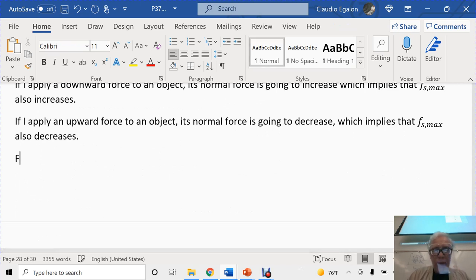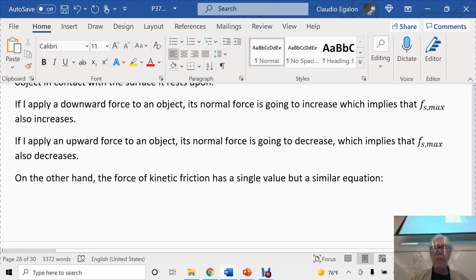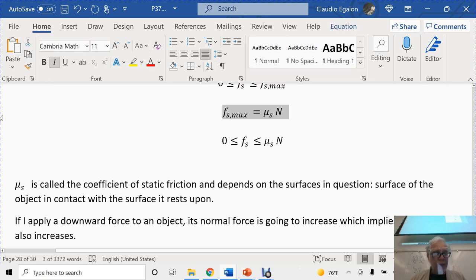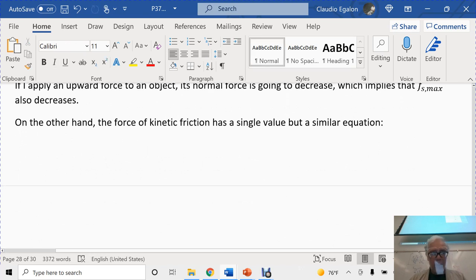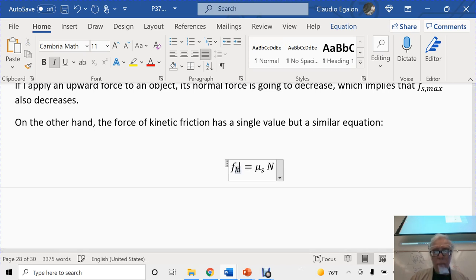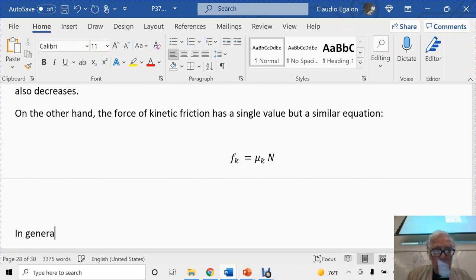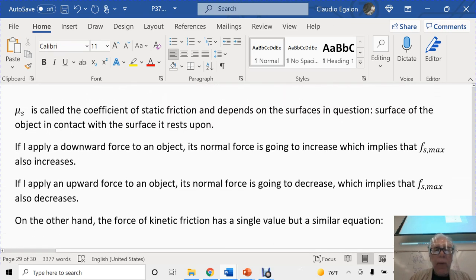Okay, for the force of kinetic friction, on the other hand, the force of kinetic friction has a single value. A single value, but a similar equation, if compared to the maximum value of static friction, okay? The force of kinetic friction is going to be mu sub k times the normal force.